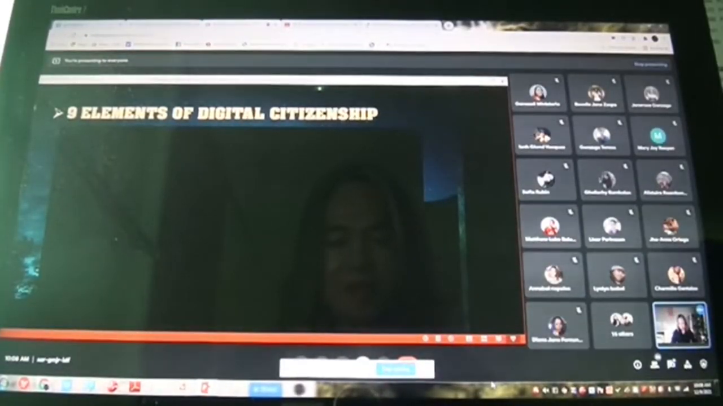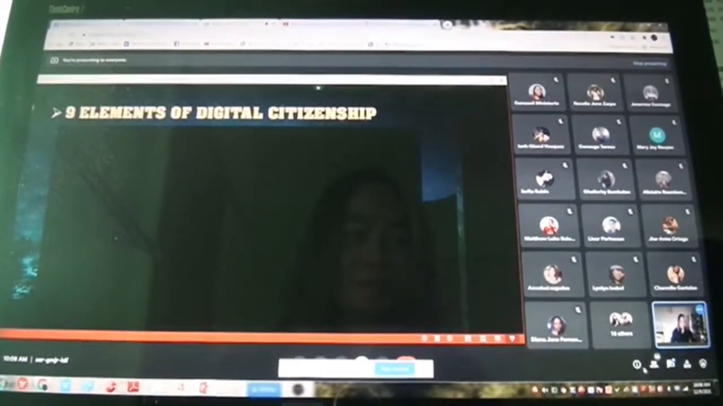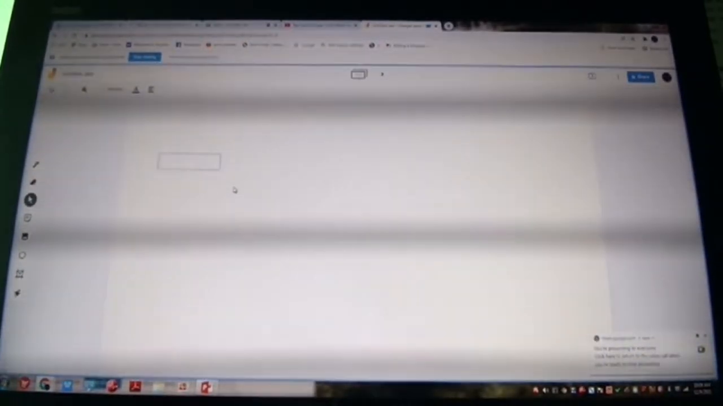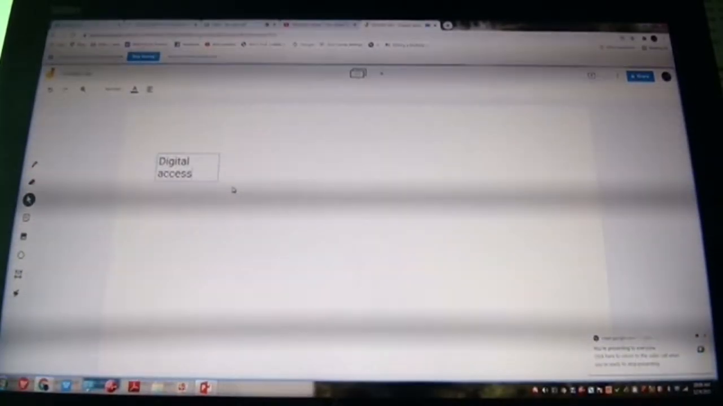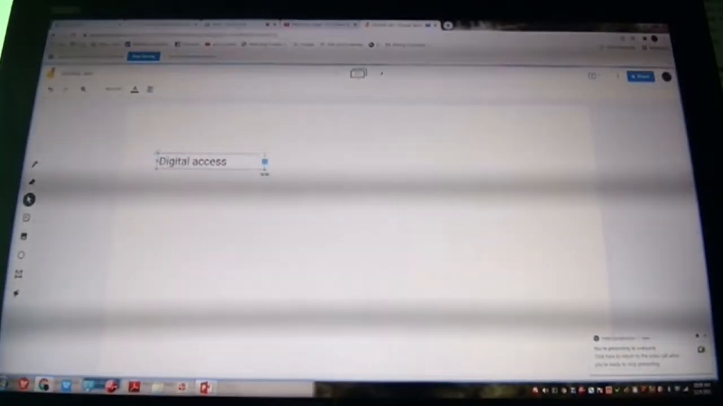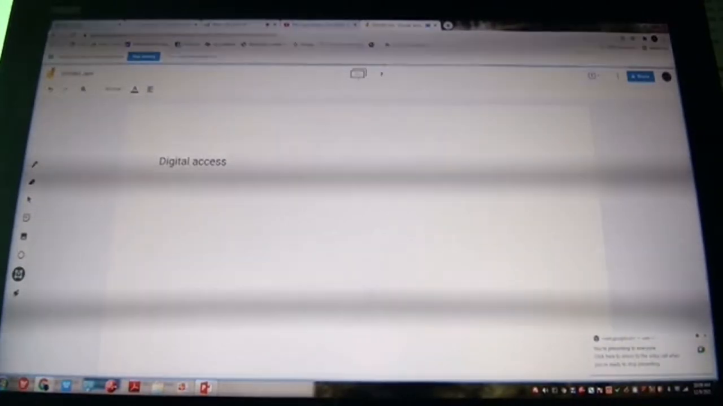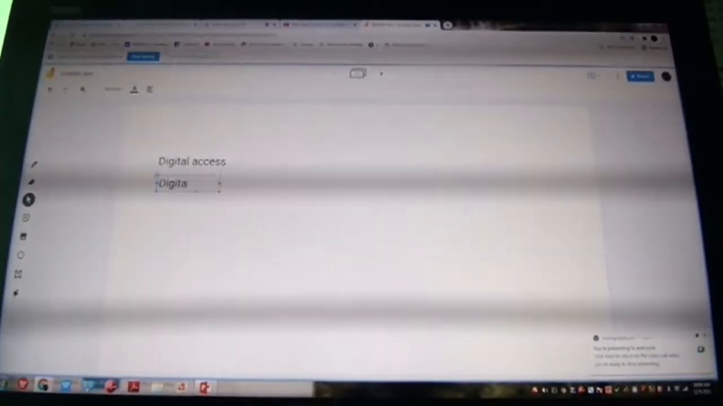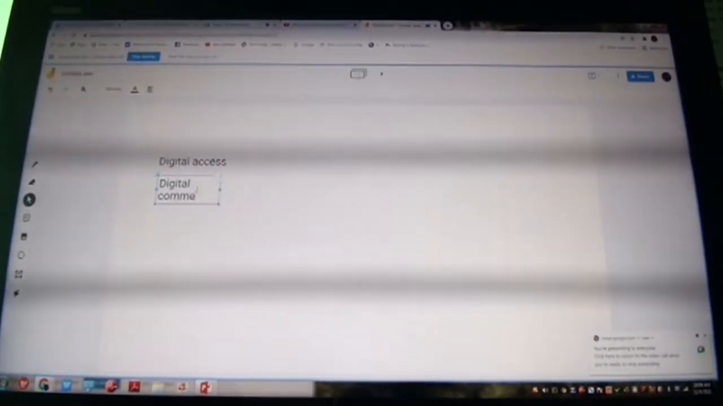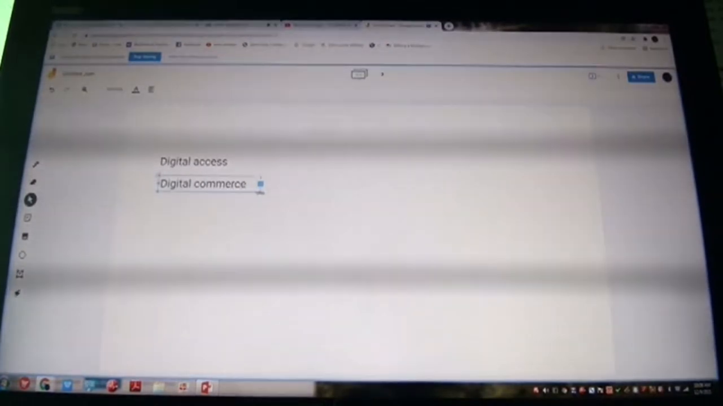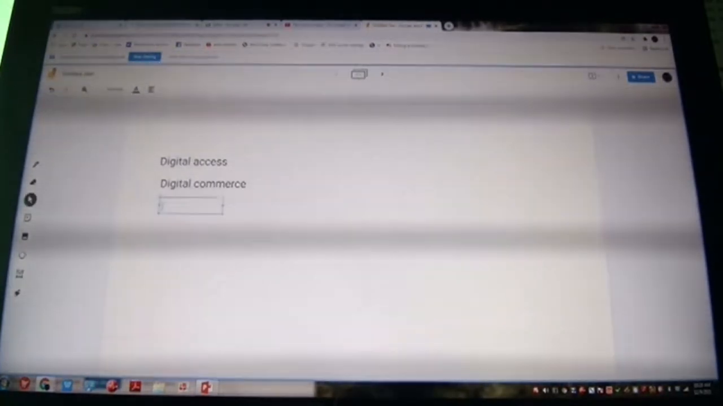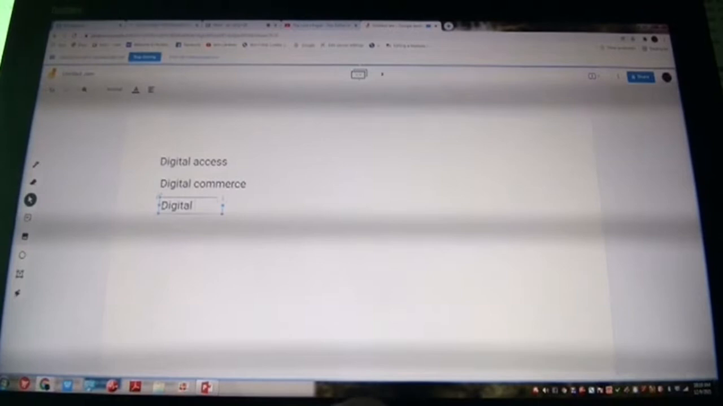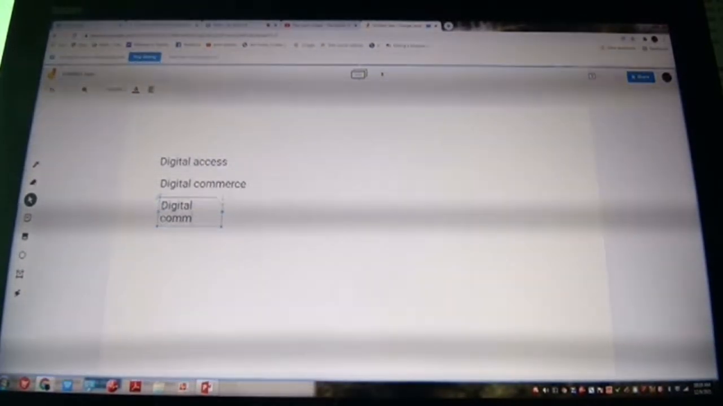When you enumerate the 9 elements of digital citizenship, number one is, can you name one? Digital access. Another one? Digital commerce. Okay. Another one? Digital communication. Number 3 is digital communication.